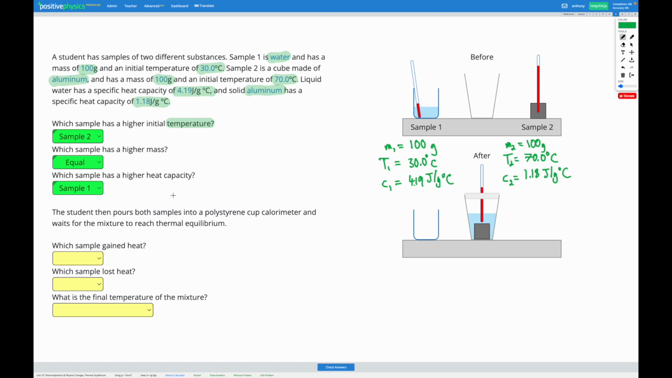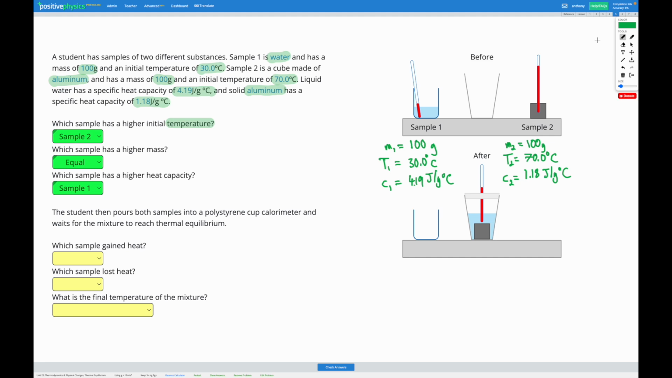Okay, next we're told the student pours both samples into a polystyrene cup calorimeter. That's shown here. It's a polystyrene cup with a polystyrene lid with a thermometer sticking through it. The idea with a calorimeter is that it's thermally insulated, so it doesn't allow heat to enter or escape through its walls. So that means whatever heat we put in when we add our substances and close the lid, that total heat should stay the same inside our cup. It's like a closed system.